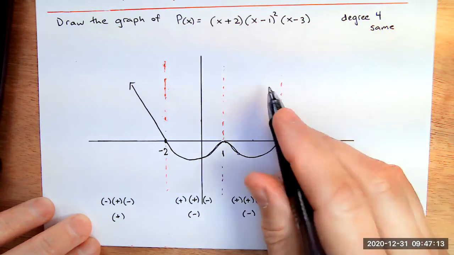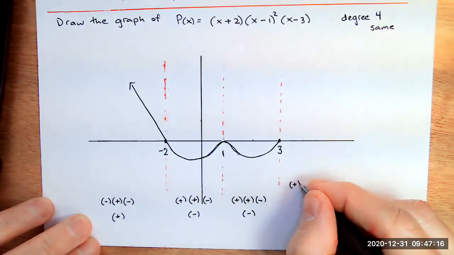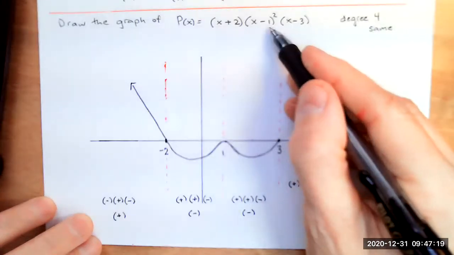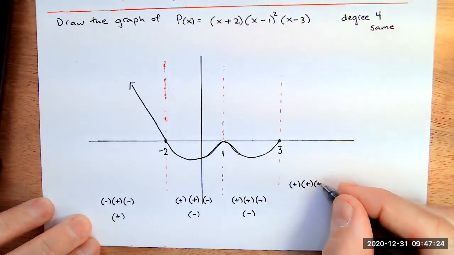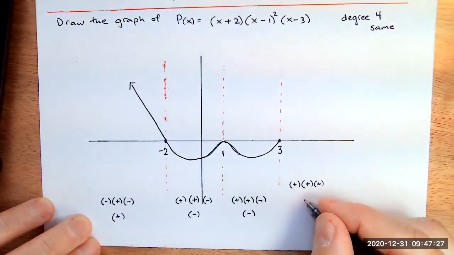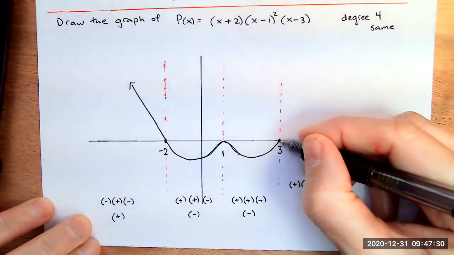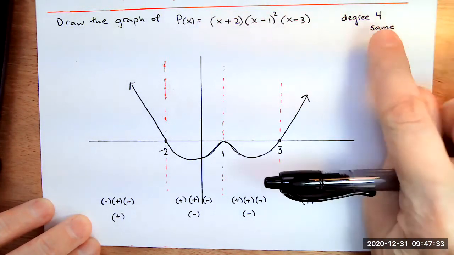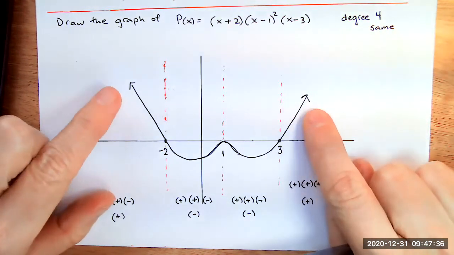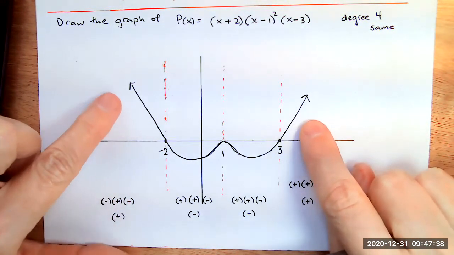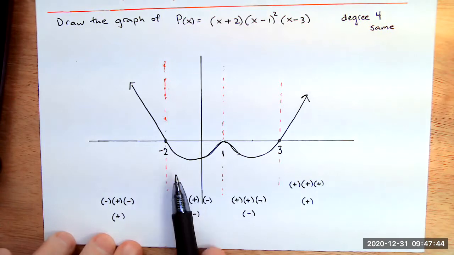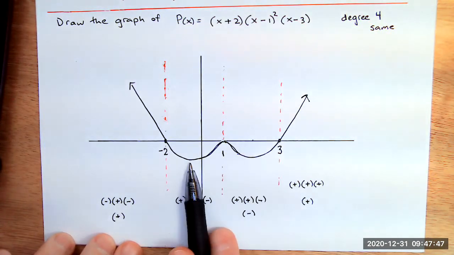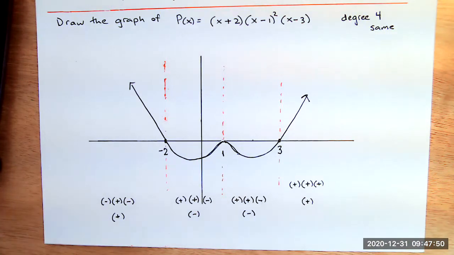Let's plug in 4. 4 plus 2 is positive. 4 minus 1 is positive. Squared stays positive. 4 minus 3 is positive. So positive times a positive times a positive is positive. And it's degree 4. They go in the same direction. So that verifies our expectations. So this graph is going to have a minimum, one of these two, but no maximum. Let's do another.